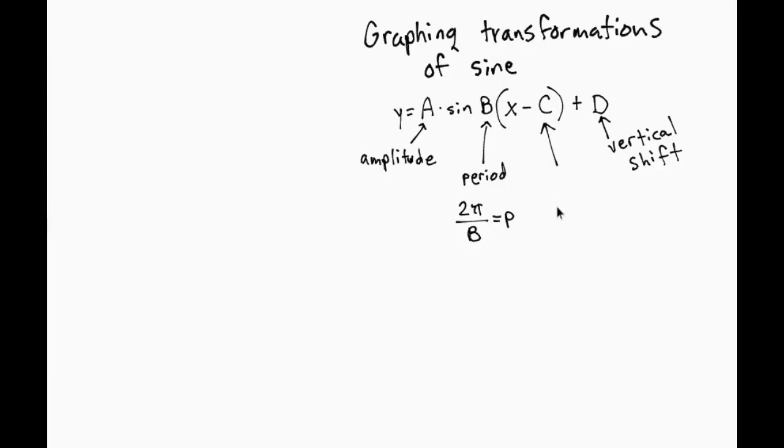A number in place of c will cause a horizontal shift, also referred to as a phase shift. If we have x plus a number, the graph will shift left. And if it's x minus a number, the graph will shift to the right by whatever value c is. Let's go through an example.